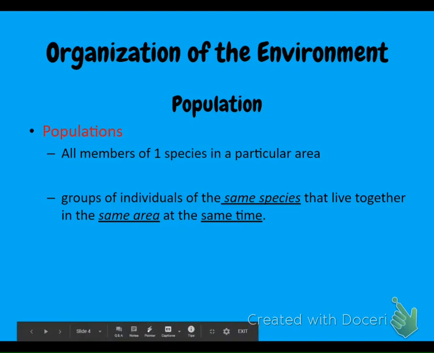So the population is all the members of one species in a particular area. I could be talking about the population of humans, in which case you may think the number's in the billions, but I might be talking about humans in this room right now, which is going to be different than humans in this room in an hour, or humans in this room next year, which those numbers may be different. So the specific species at a specific location at a specific time.